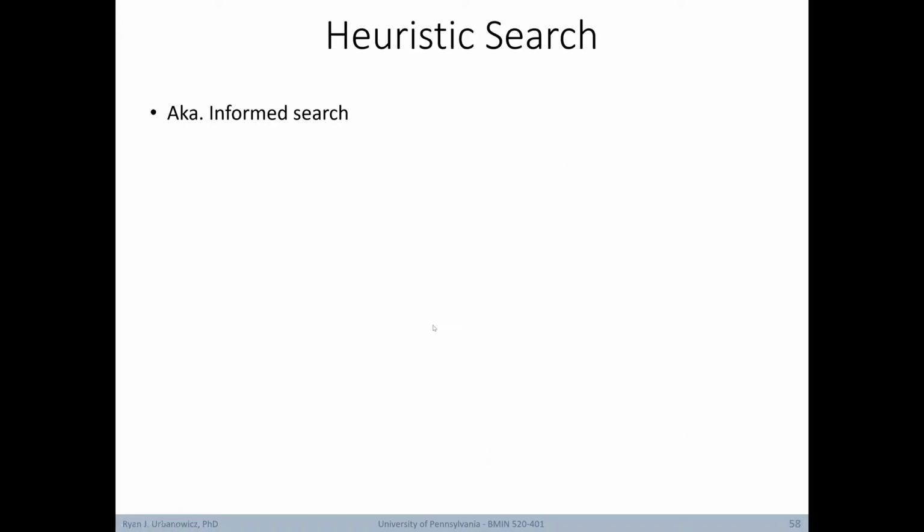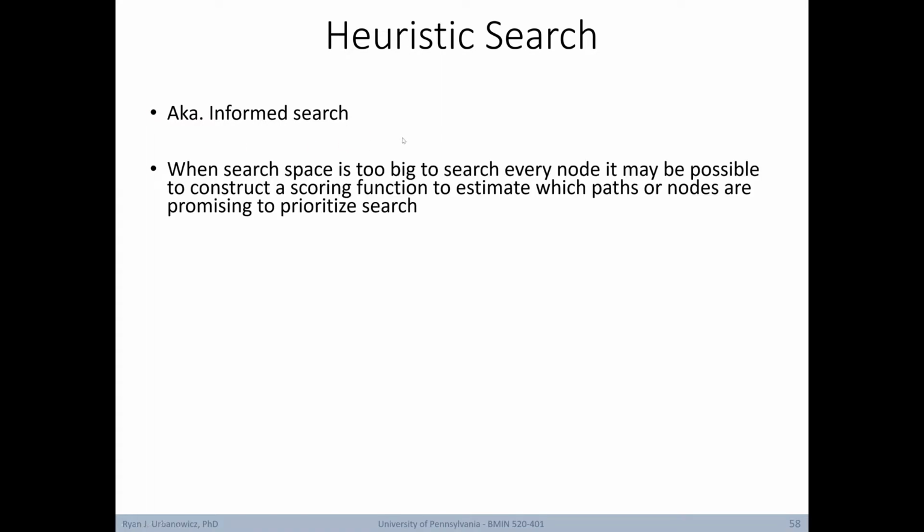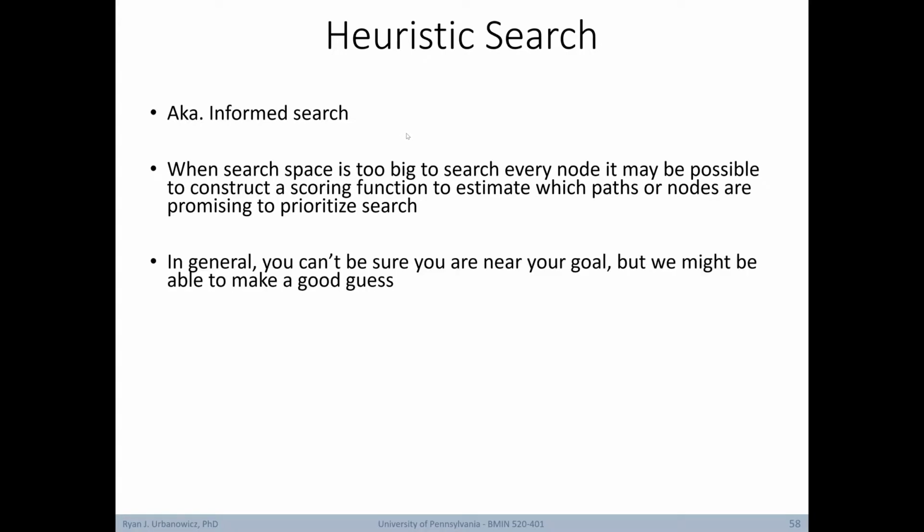Differently, let's look at heuristic search. This is also known as informed search. These are often used when the search space is too big to search every node in it. And instead, maybe it's possible to construct a scoring function to estimate which paths or nodes are more promising to prioritize in search first. In general, you can't be sure you are near your goal, but we might be able to make a good guess.